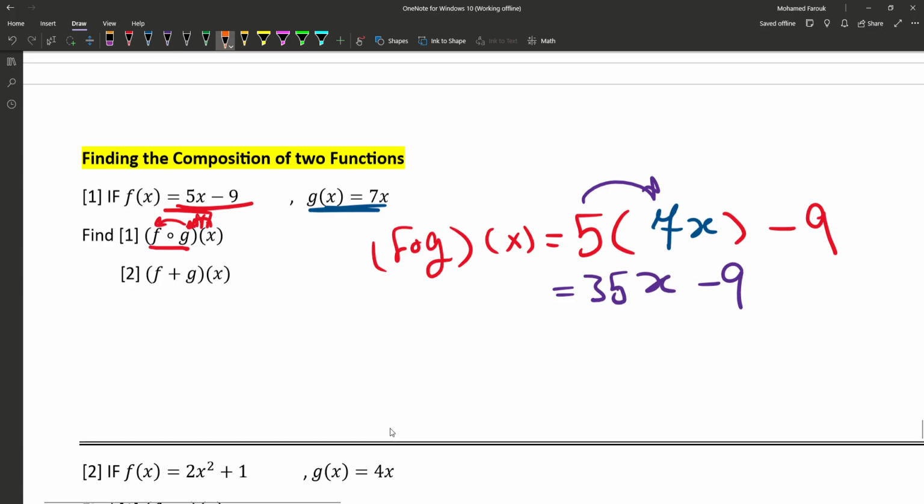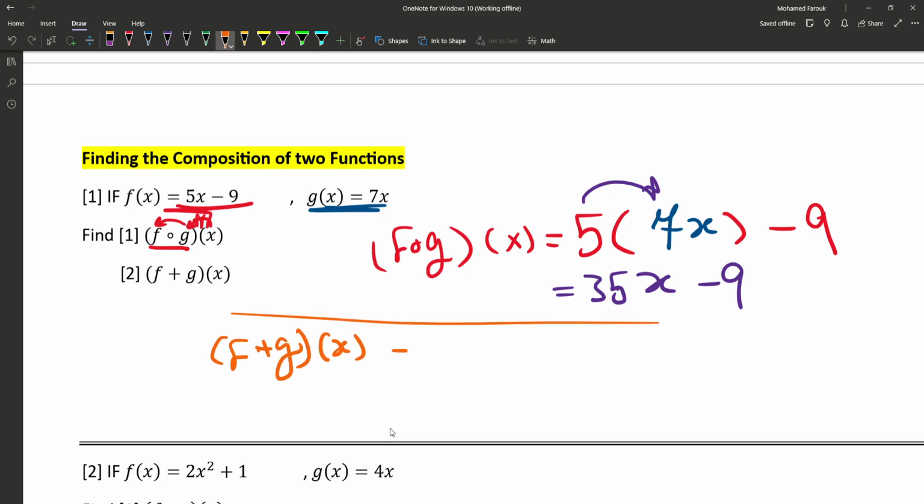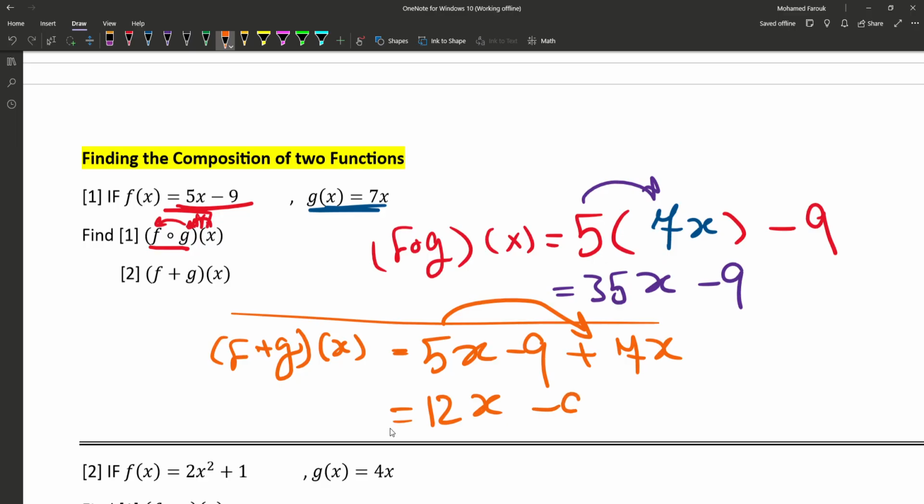Okay, wipe out. Next part, we need f plus g. Actually, you will add the two functions. This is all you need to do. So you will get f, which is 5x minus 9, and then add it to g, which is 7x. Next step is just simplifying them. You can add 5 to 7 because both of them have a coefficient of x. So it will be 12x minus 9, and here is your solution.